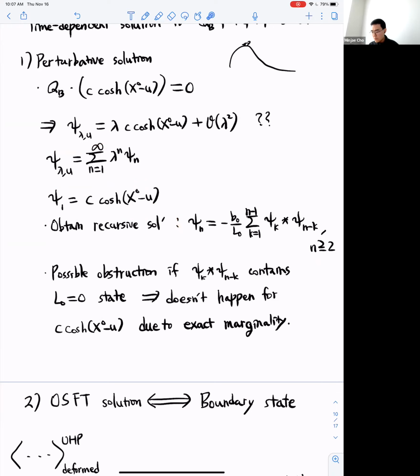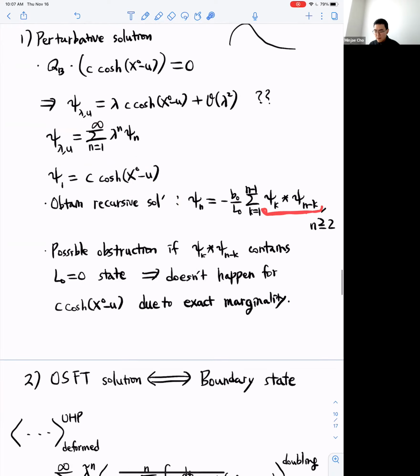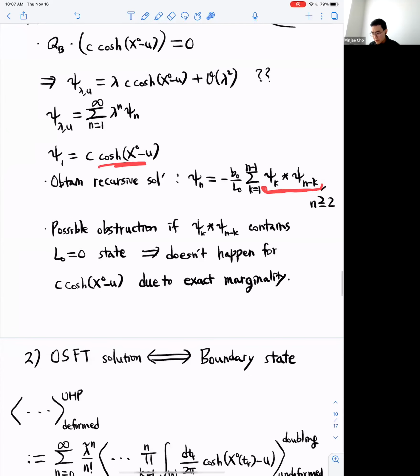One subtlety is that you might worry that because there is 1 over L_0, what if this star product includes an L_0 equals 0 state. The nice thing is that this cosh is basically an exactly marginal deformation of the X^0 CFT, the boundary CFT. And that actually translates to the fact that you are not going to run into such a situation. So the possible obstruction doesn't happen for this specific deformation due to exact marginality. So this is the recursive solution that one can write down to all orders in lambda.